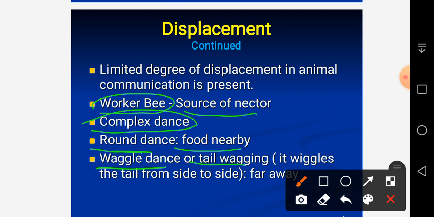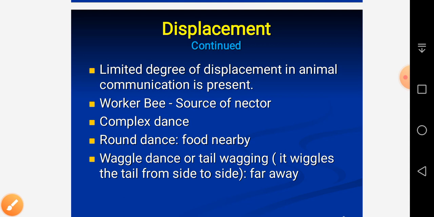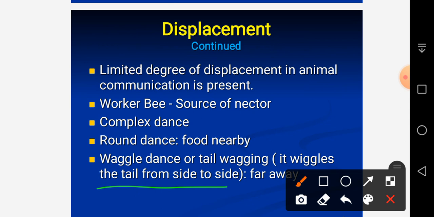It wiggles the tail from side to side. When it waves the tail from side to side, it is an indication to other bees that the source of food is placed horizontally. That is, it is far away.